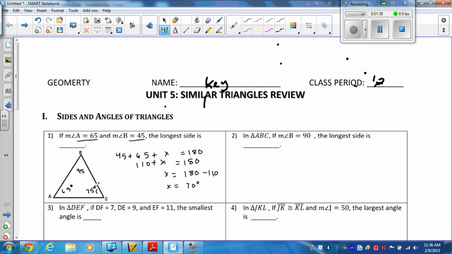So since this angle is 70 degrees, not 75, this is still the largest angle. So the largest side has to be side AB. So AB is the largest side.